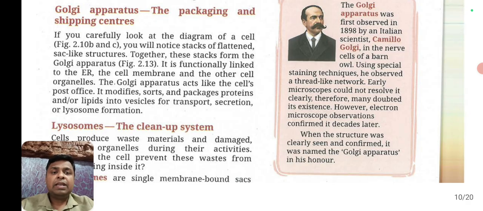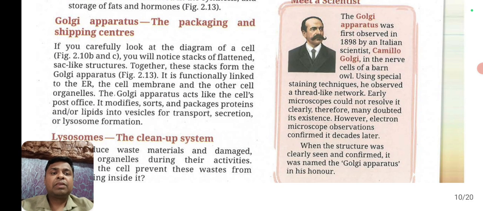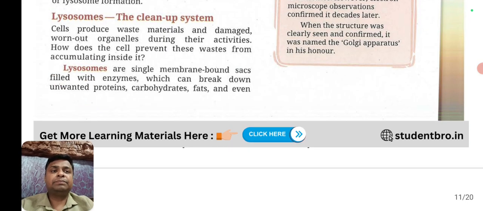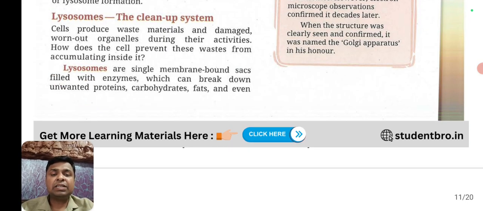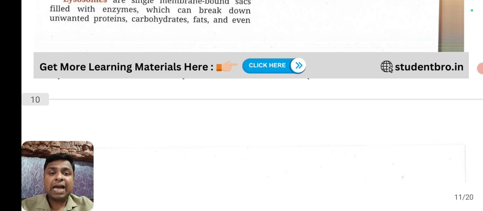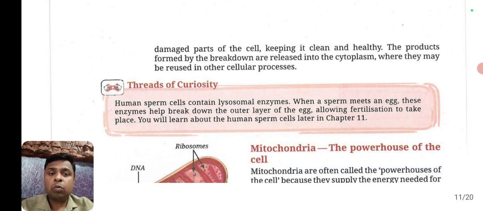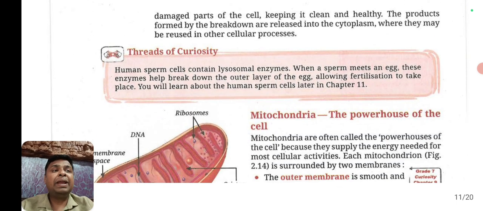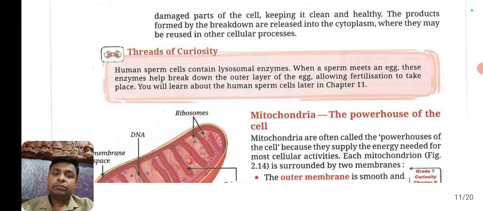Now lysosomes, these are the cleanup system. Whatever is damaged, whatever is discarded, whatever we don't want, remove it with the help of lysosomes. So they break down unwanted proteins, carbohydrates, fats, whatever is not required, damaged cells, they break it down and they reuse it. The material can be reused or it can be discarded, destroyed.